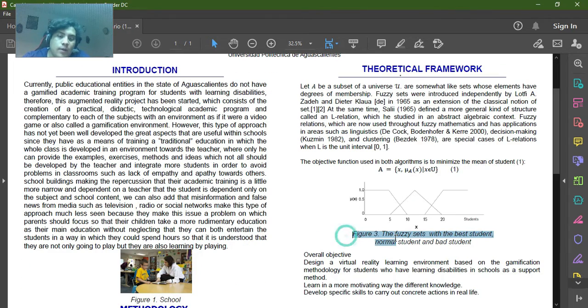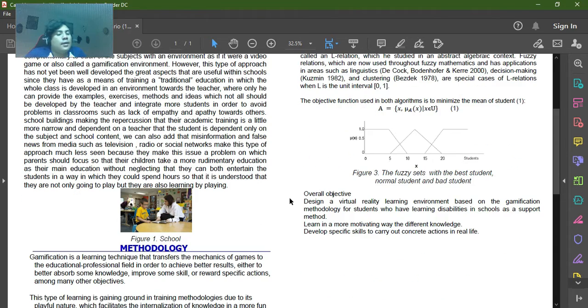And also we have here in figure 3 the fuzzy sets, which are the best student, the normal student, and the bad student. And the overall objective is to design a virtual reality learning environment based on the gamification methodology for students who have learning disabilities in the schools as a support method, to learn in a more motivated way, acquire different knowledge, and develop specific skills to carry out concrete actions in real life.